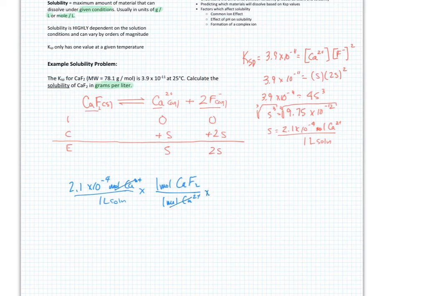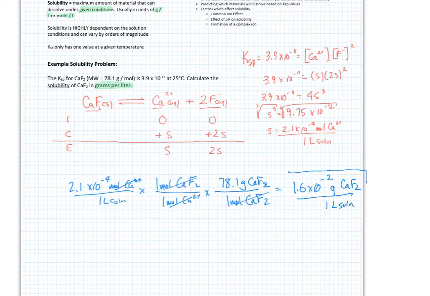And then I'm going to multiply by the molar mass because it's asking in grams per liter, not in moles per liter. So now I need 78.1 grams CaF2 for every 1 mole of CaF2. That's going to cancel that. And then when we multiply these out, I end up with 1.6 times 10 to the minus 2 grams CaF2 per 1 liter of solution.